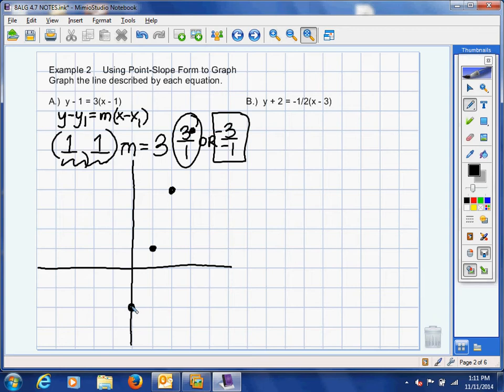All right, and then you can connect your points together, and voila, there's your line. Is it leaning the way you thought it was going to? Yeah, it's leaning right. So we did a great job.